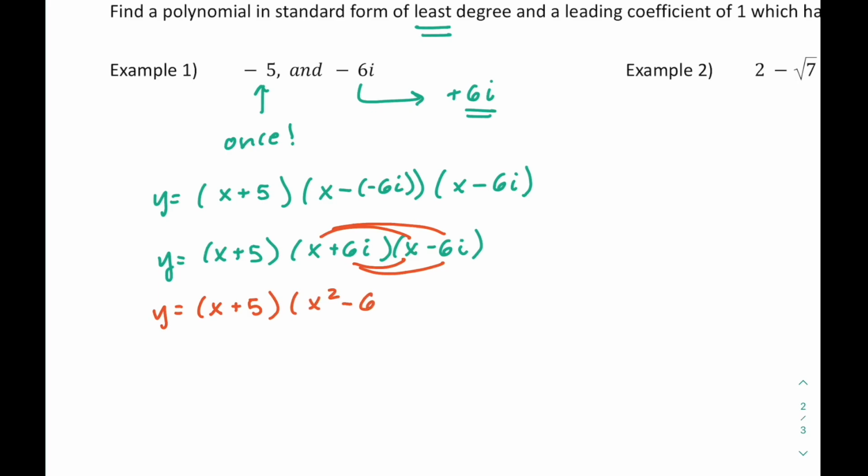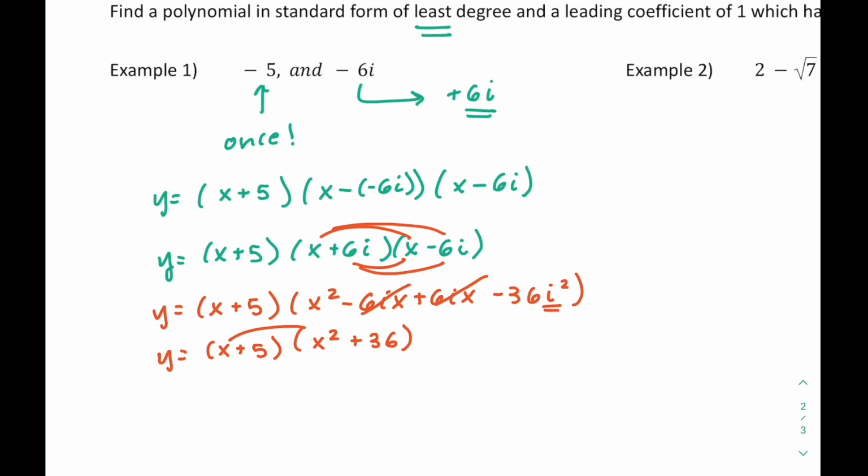So first gets me x squared, outside gets me negative 6ix, inside gets me positive 6ix. Those are opposites, so they'll go away, getting rid of some of the i's. And then we have negative 36i squared. Again, that i squared, we are going to change to negative 1 here in a second. So x plus 5 is still hanging out in front. And then because of that i squared, I can change that second factor to be x squared plus 36. Now I have a much easier situation to FOIL and get to standard form.